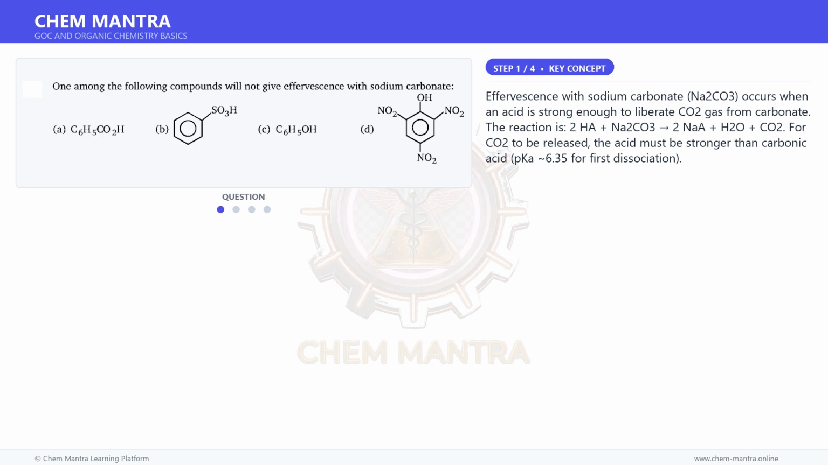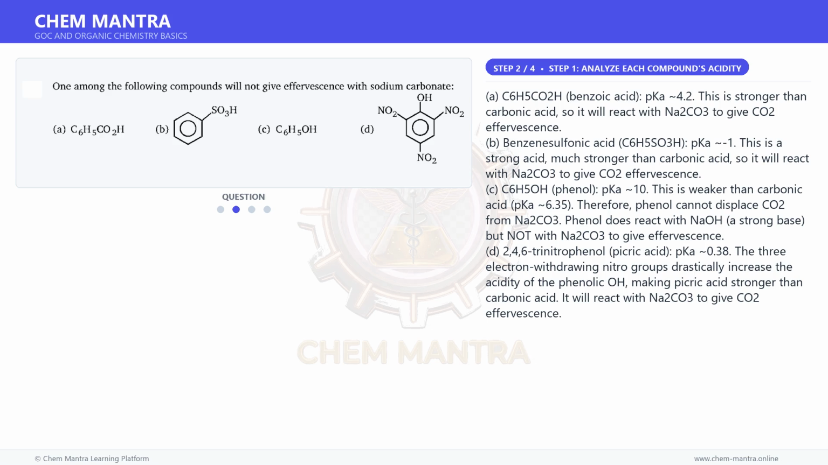Effervescence with sodium carbonate, Na2CO3, occurs when an acid is strong enough to liberate CO2 gas from carbonate. The reaction is 2HA plus Na2CO3 to 2NaA plus H2O plus CO2. For CO2 to be released, the acid must be stronger than carbonic acid, pKa 6.35 for first dissociation. Moving on to the next step.